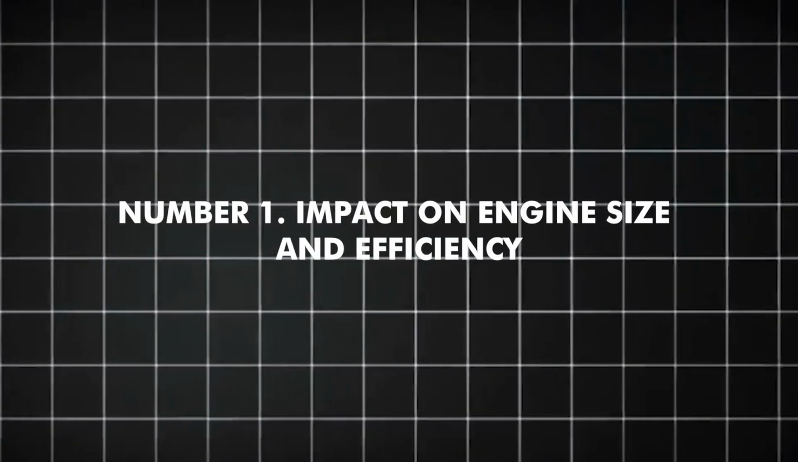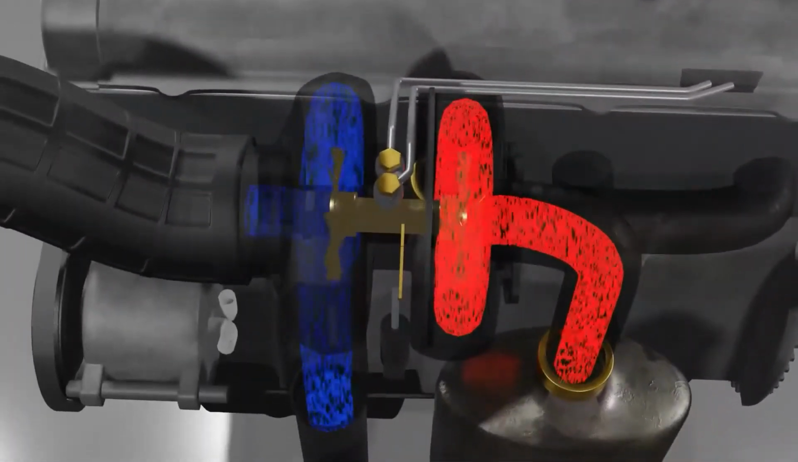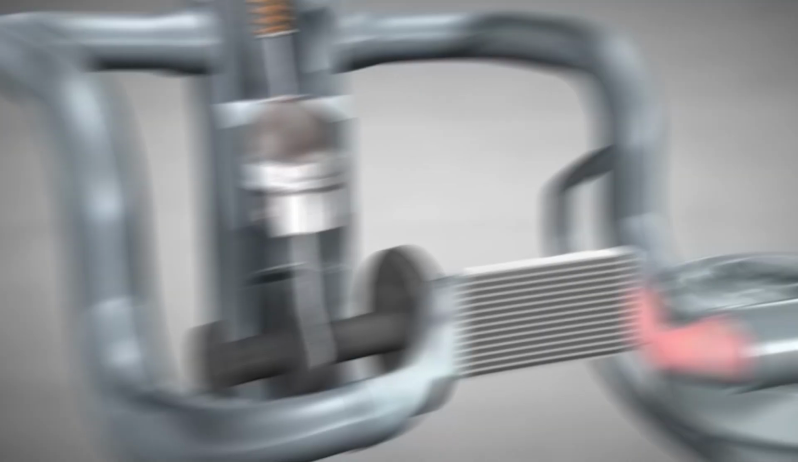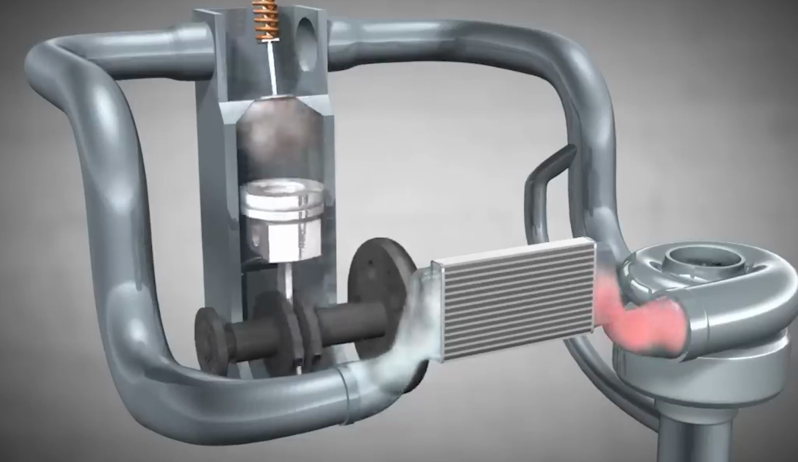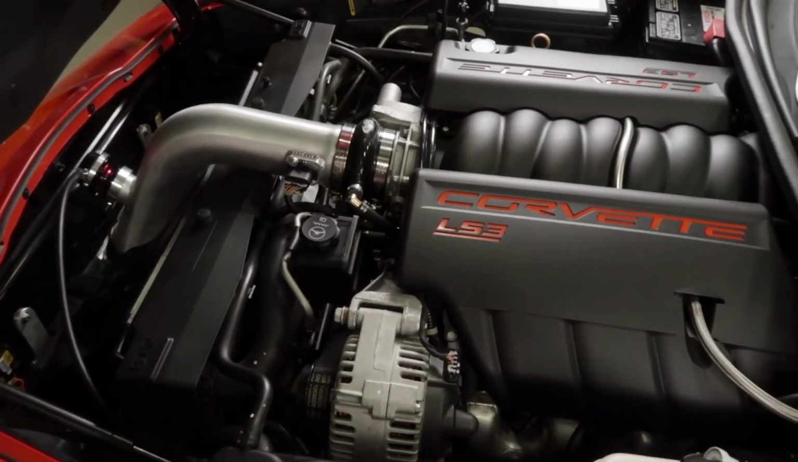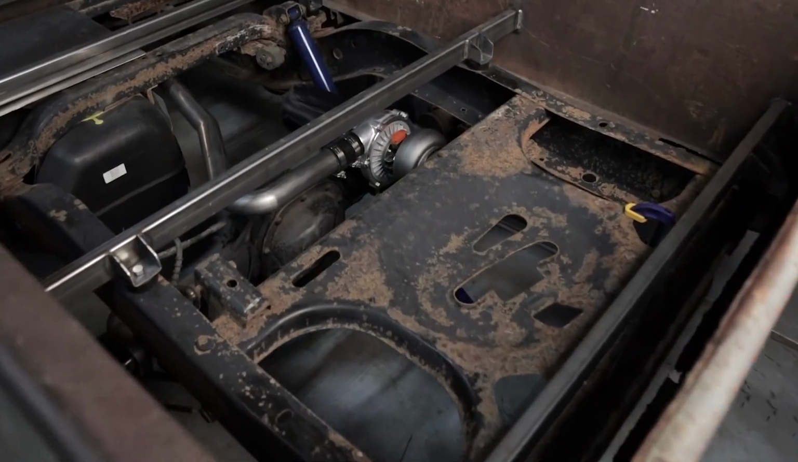Number 1. Impact on engine size and efficiency. The introduction of turbocharging has revolutionized modern engine design by allowing engine downsizing without sacrificing power output. Turbocharged engines can deliver power comparable to much larger naturally aspirated engines because they supply more oxygen for combustion, allowing more fuel to be burnt efficiently.